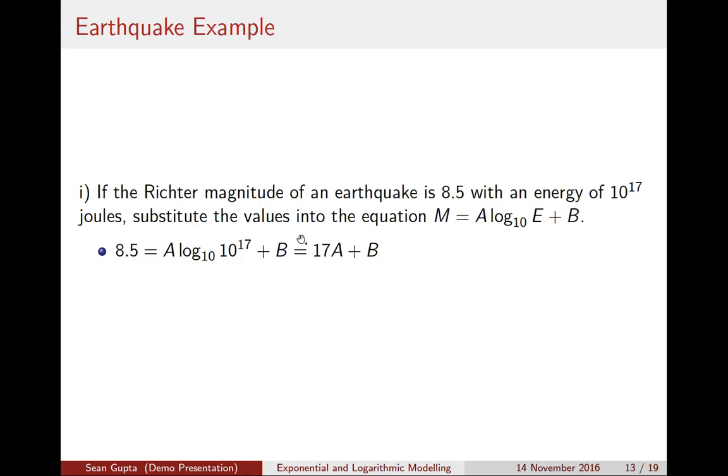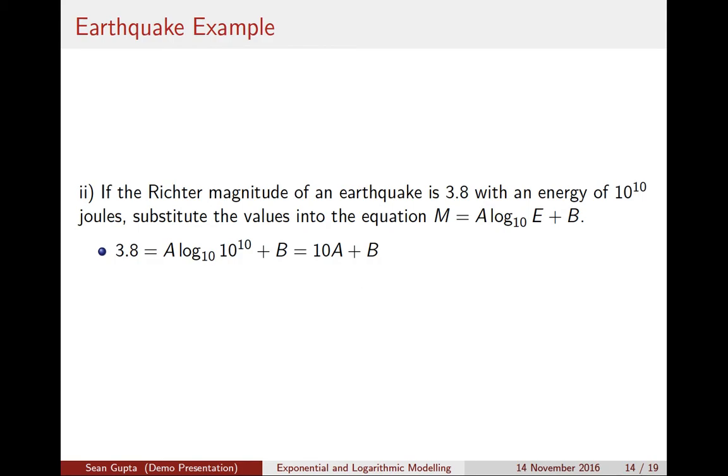So magnitude is 8.5, that goes into the left-hand side, and energy is 10 to the power of 17, we plug it in here for E. Now we have log base 10 of 10 to the power of something, those cancel each other out, and we're just left with 17, a times 17 or 17a. So overall 8.5 equals 17a plus b.